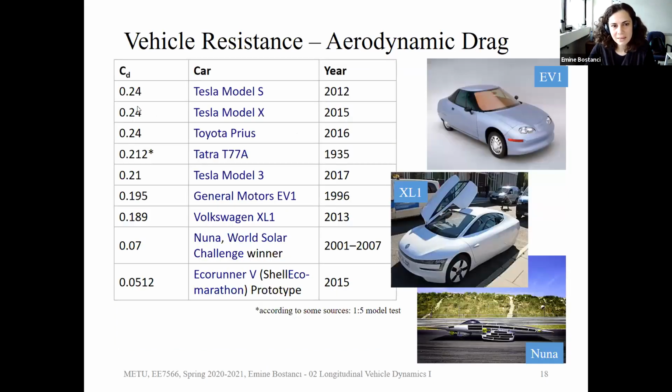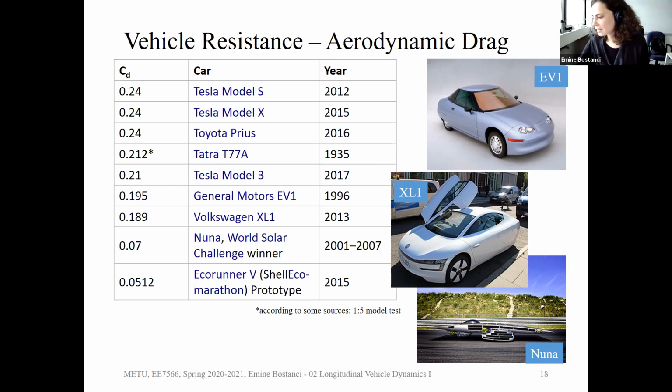And so, as I said, this Tesla Model S and Model X, the coefficient is around 0.24, the Prius also, but we have other examples, 0.21, 0.2, 0.19, depending on the application. So the electric vehicles also try to reduce the aerodynamic drag coefficient so that the system will be more efficient. Being more efficient is very important in terms of range because we have a limited amount of battery on board and we need to be as efficient as possible so that we can travel longer distances.